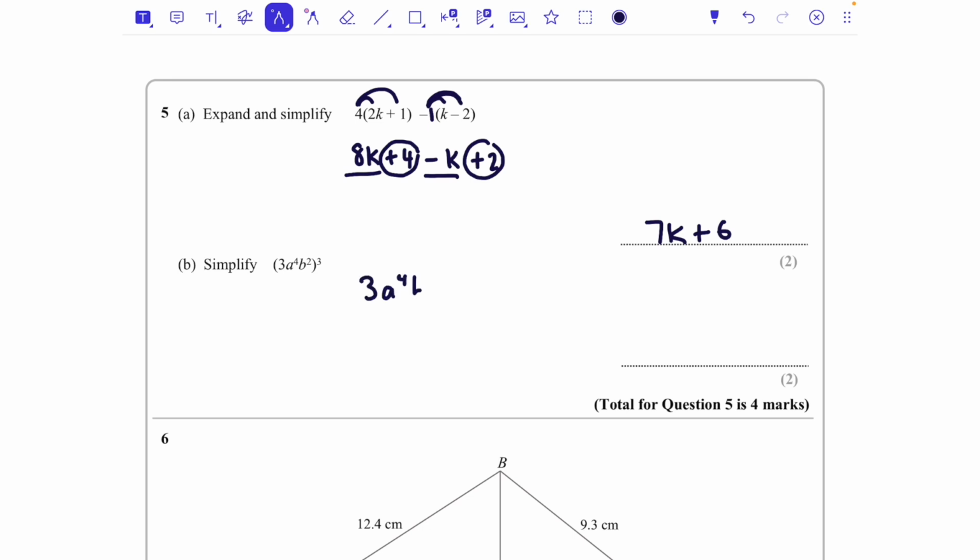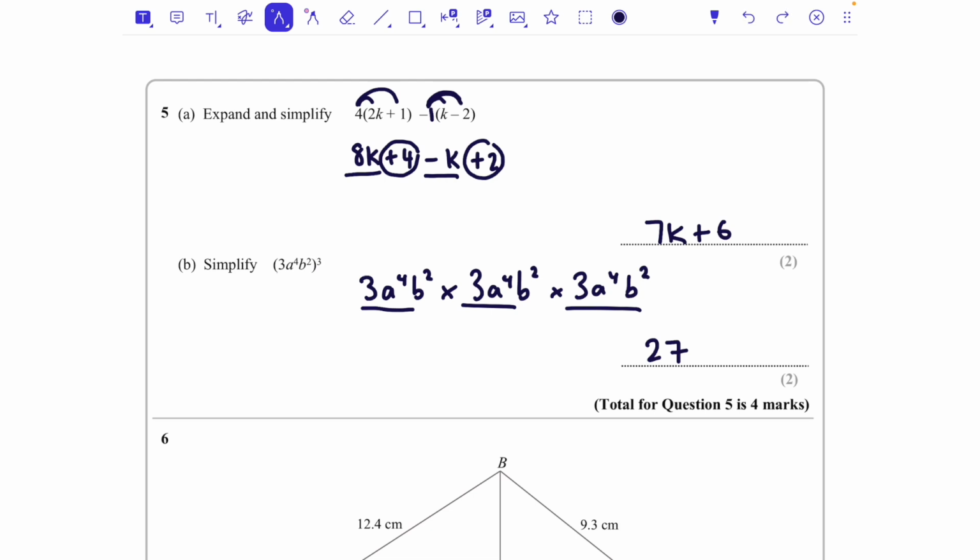For part B, we're simplifying 3a to the power of 4b squared, times 3a to the power of 4b squared, times 3a to the power of 4b squared. We are cubing it, so we're timesing it by itself and then by itself again. Now the 3 times the 3 times the 3, that makes 27. So that 3 is being cubed as you would expect.